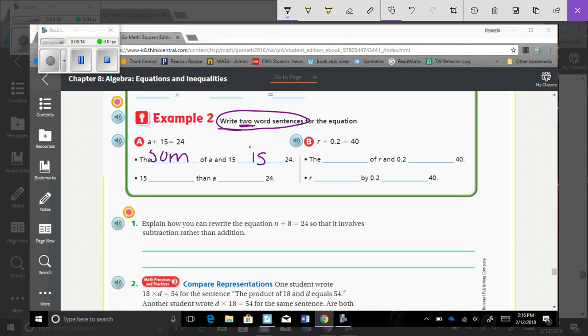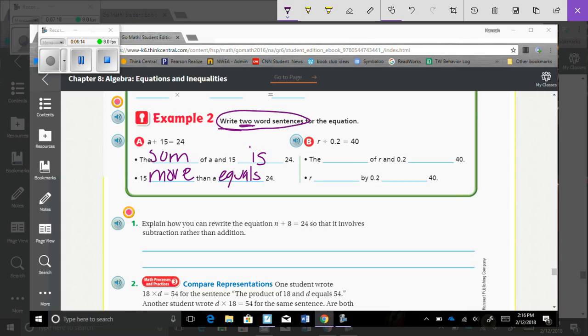Okay, so the other way we could write it is 15 more than A equals 24. So I wrote 2-word sentences for that same equation. The sum of A and 15 is 24, or 15 more than A equals 24.